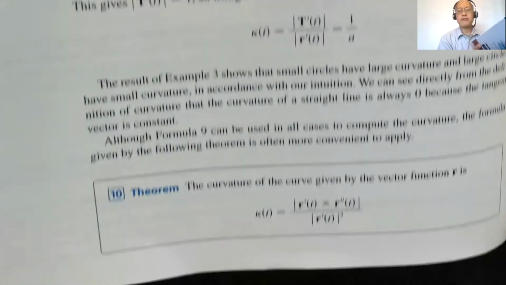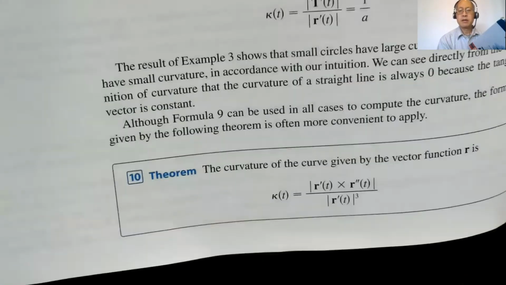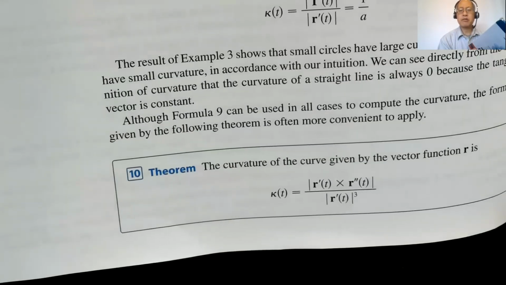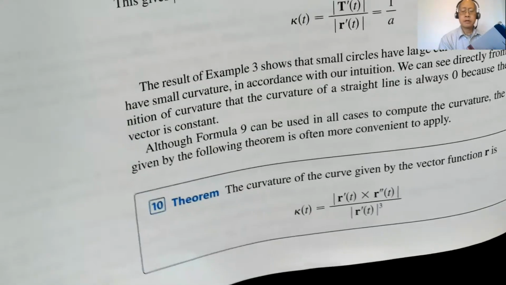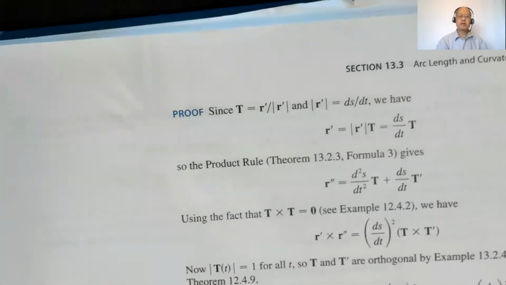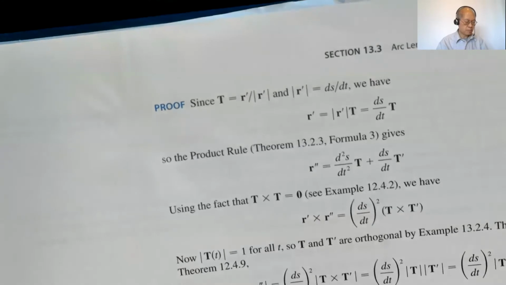All right, another useful formula for kappa is magnitude of r prime cross r double prime over magnitude of r prime cubed. Okay, so we'll be using that from time to time. The text goes over the proof. You can look at it or not. That's up to you.